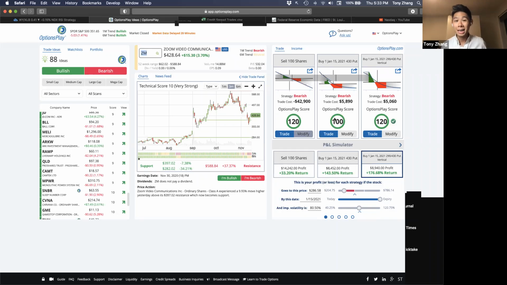I don't like selling naked puts unless it's a stock that I want to purchase, and I would sell it at a strike price that I would be comfortable owning the stock at. Zoom, even at 350, I don't feel comfortable owning, because as you can see, it's trading at 500 times earnings, not the type of valuation I would want to buy a stock at.